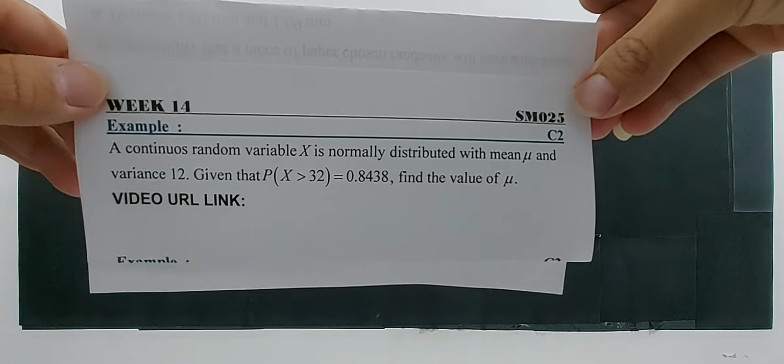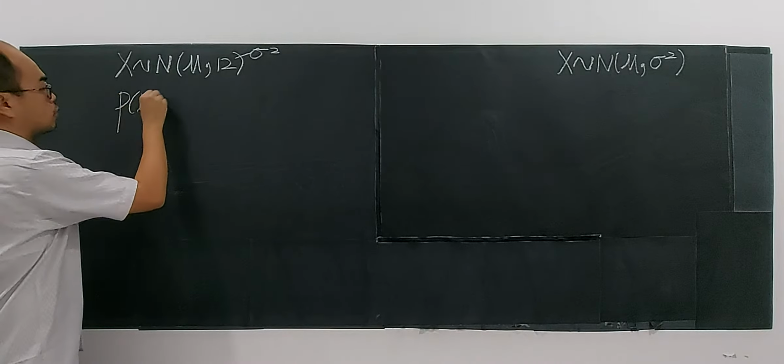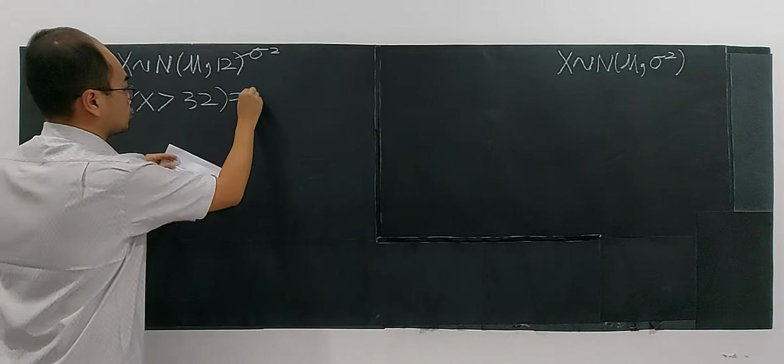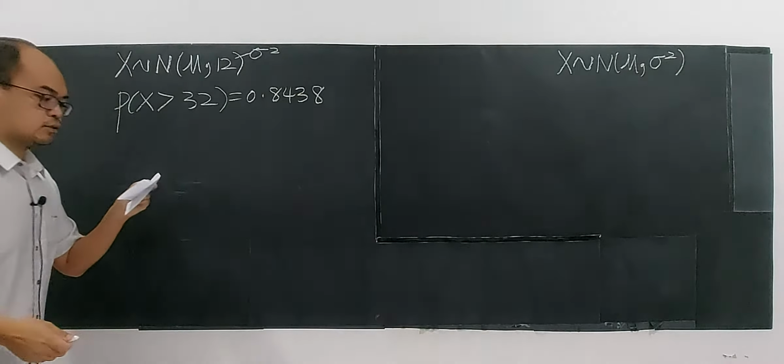32 will be 0.8438. Probability of x more than 32 is 0.8438, right? This question is very important.